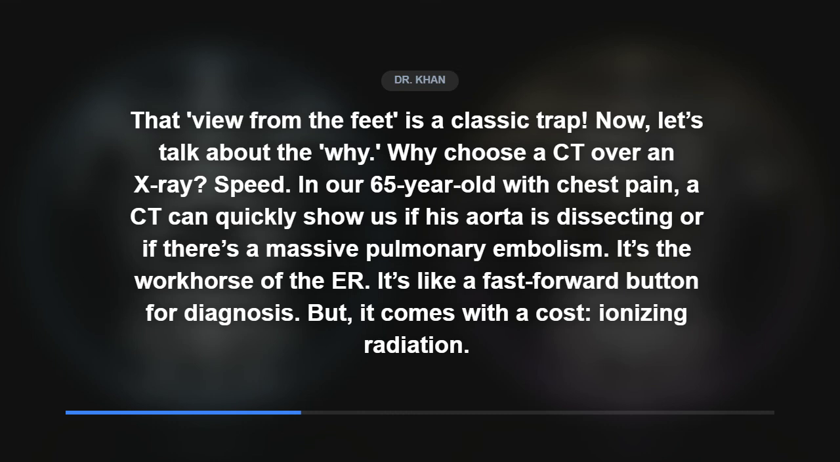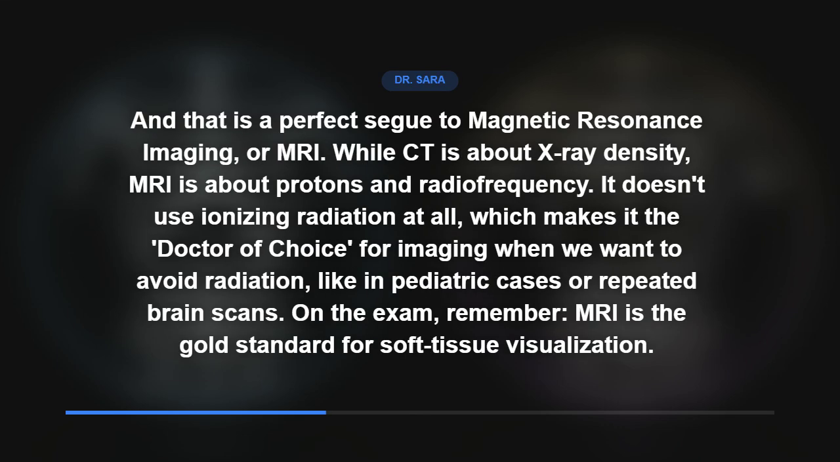Speed. In our 65-year-old with chest pain, a CT can quickly show us if his aorta is dissecting or if there's a massive pulmonary embolus. It's the workhorse of the ER. It's like a fast-forward button for diagnosis. But it comes with a cost, ionizing radiation.